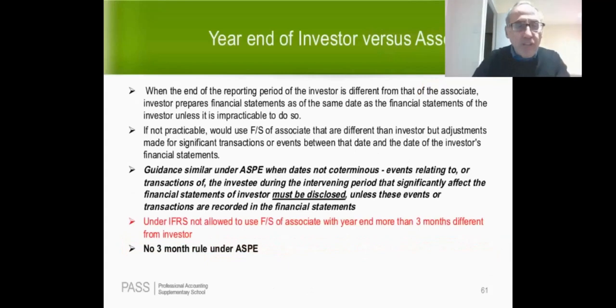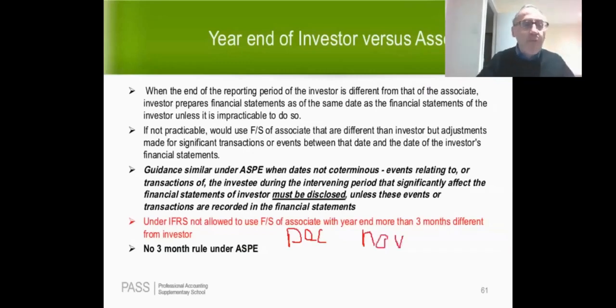Year-end of investor versus associate. When the end of the reporting period of the investor is different from that of the associate, the investee prepares financial statements as of the same date as the financial statements of the investor, unless it's impracticable to do so. Let me explain. Let's say the parent has December 31st. Okay, it's very hard to write with this, I apologize. The investee / associate has a November year end. So the year ends are not the same.